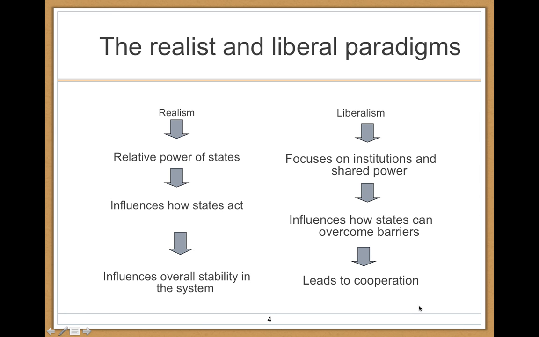Here we see a very simplistic flowchart about how realists and liberals differ and how they view the world. So from the realist perspective, what really matters is relative power. That is, what is your power vis-a-vis your traditional rival? Are you more or less powerful than your traditional rival? And this focus on power is going to influence how states act. So those states that have relatively more power have very few constraints relative to those states that have less power. And all that's going to influence the overall stability of the system.